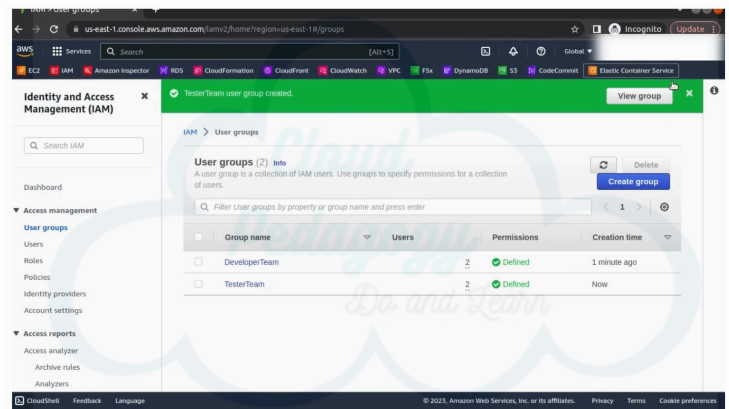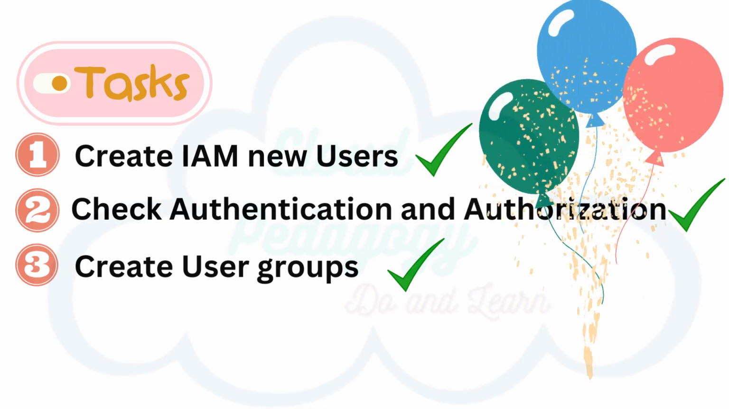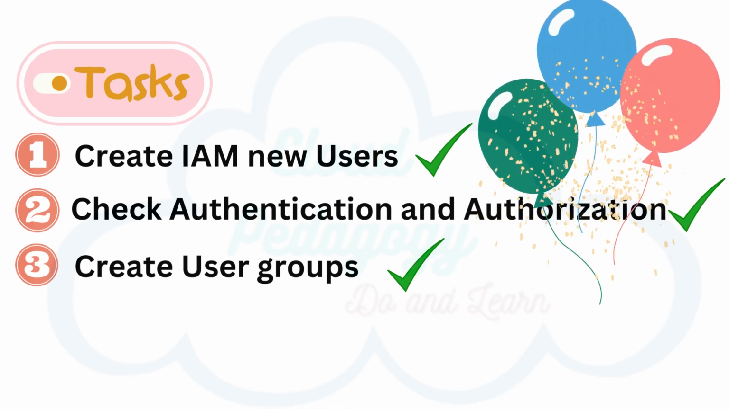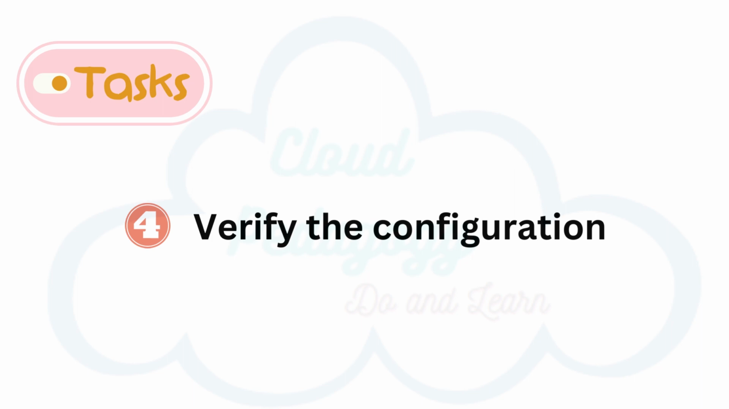After Tester Team is created, you can see two groups in the list, Developer Team and Tester Team, and there are two users in each group. So you have successfully created user groups and added the team members accordingly. Finally, it's time to check all the configurations of the user groups which we have created in this lab.